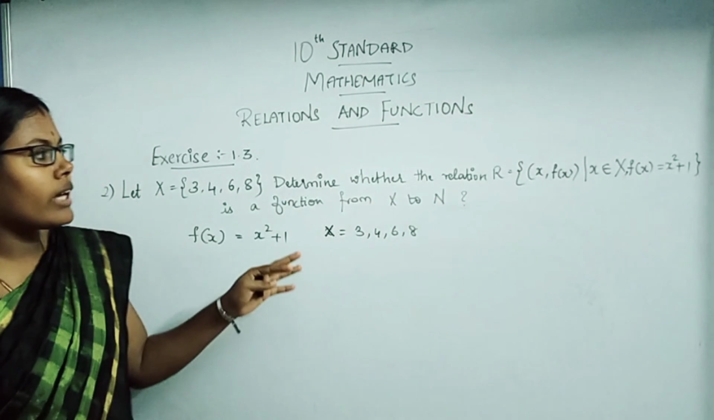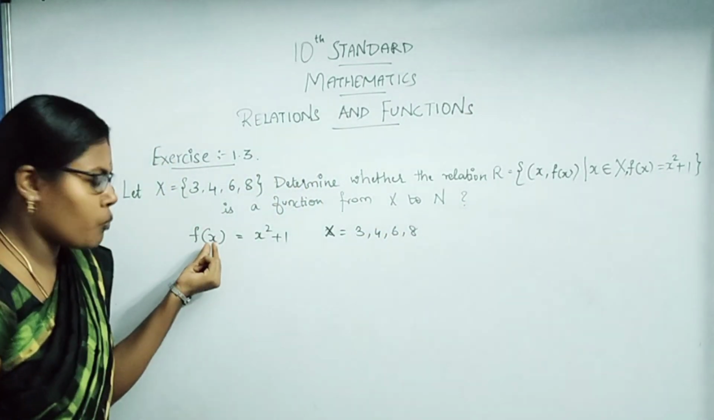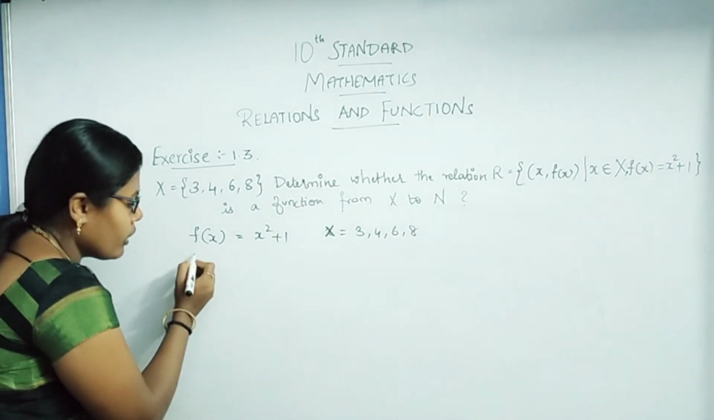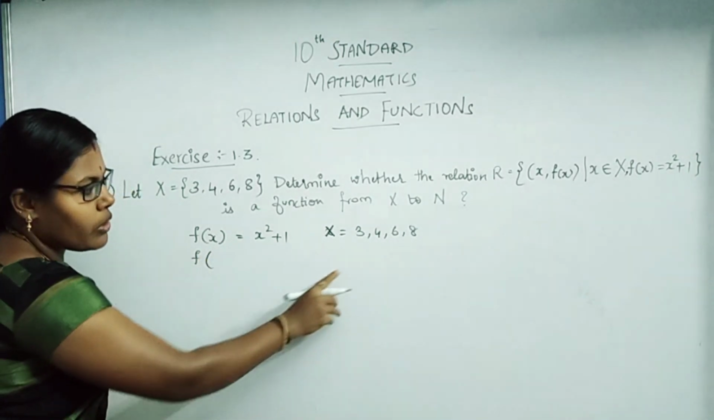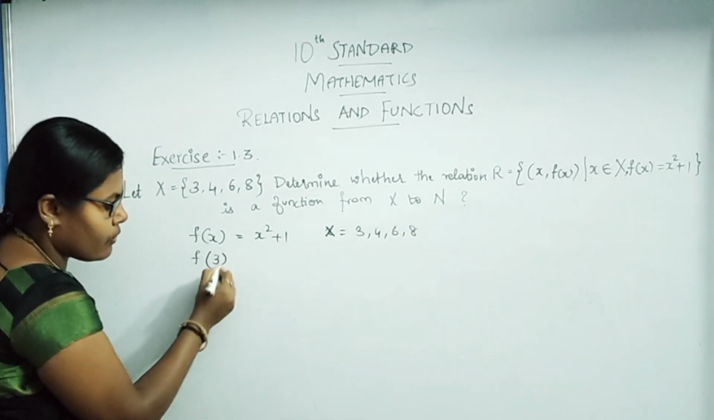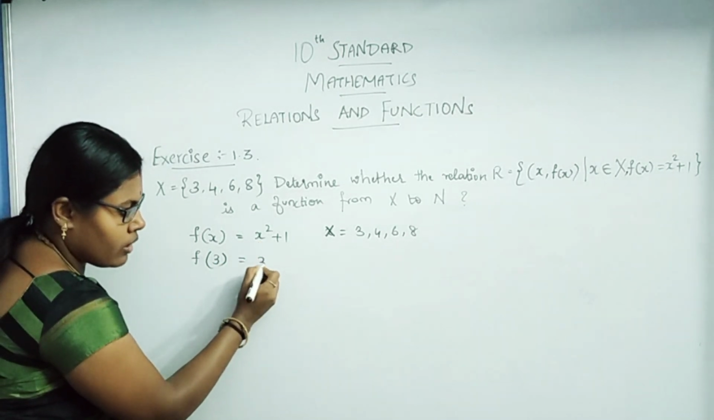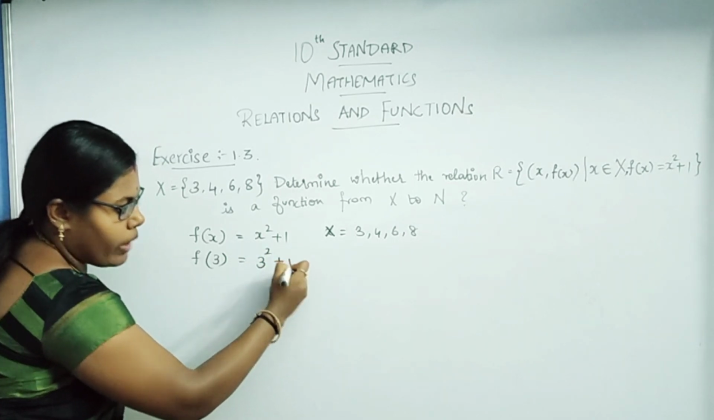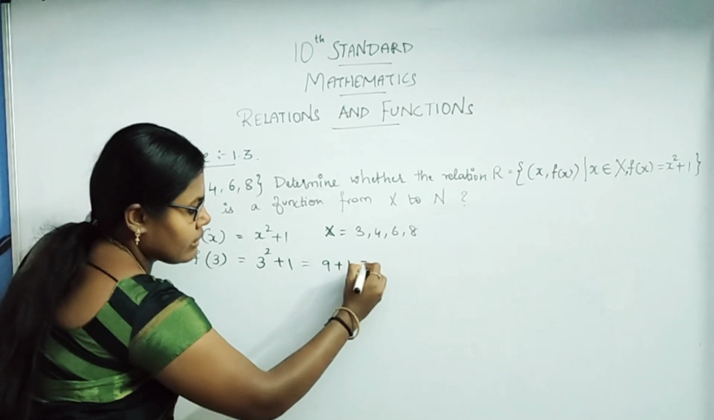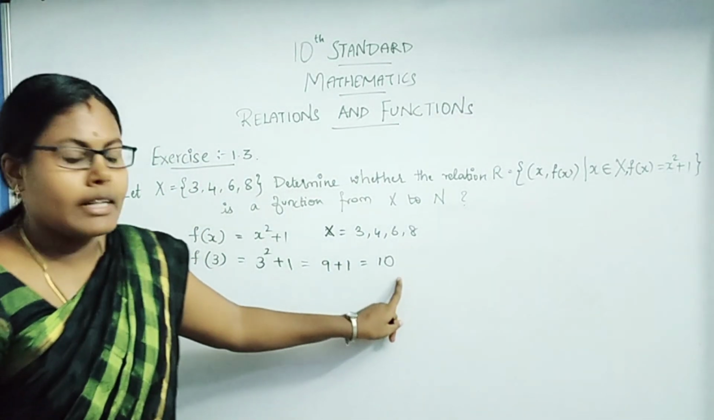So what we know is that small x belongs to capital X. So what we'll do is, in the place of small x, we'll substitute these values. Got it? So in the place of small x, what is the first element? It's 3. In the place of small x, you'll substitute 3. Okay. Then again you have x here. So 3 square plus 1, which is 9 plus 1, that is 10. So f of 3 is 10.